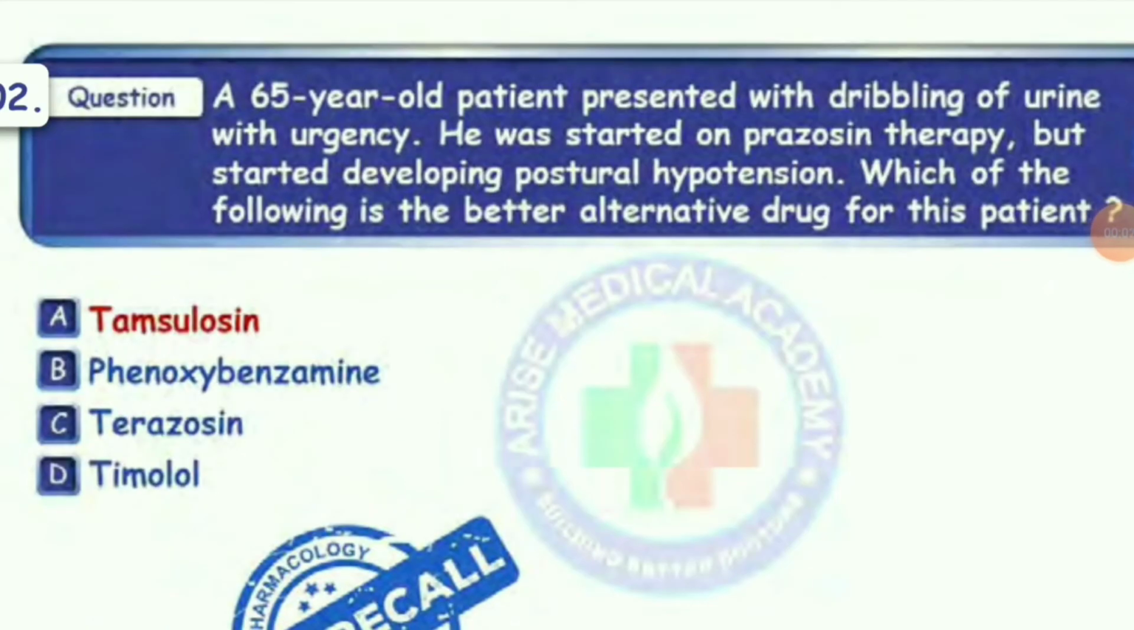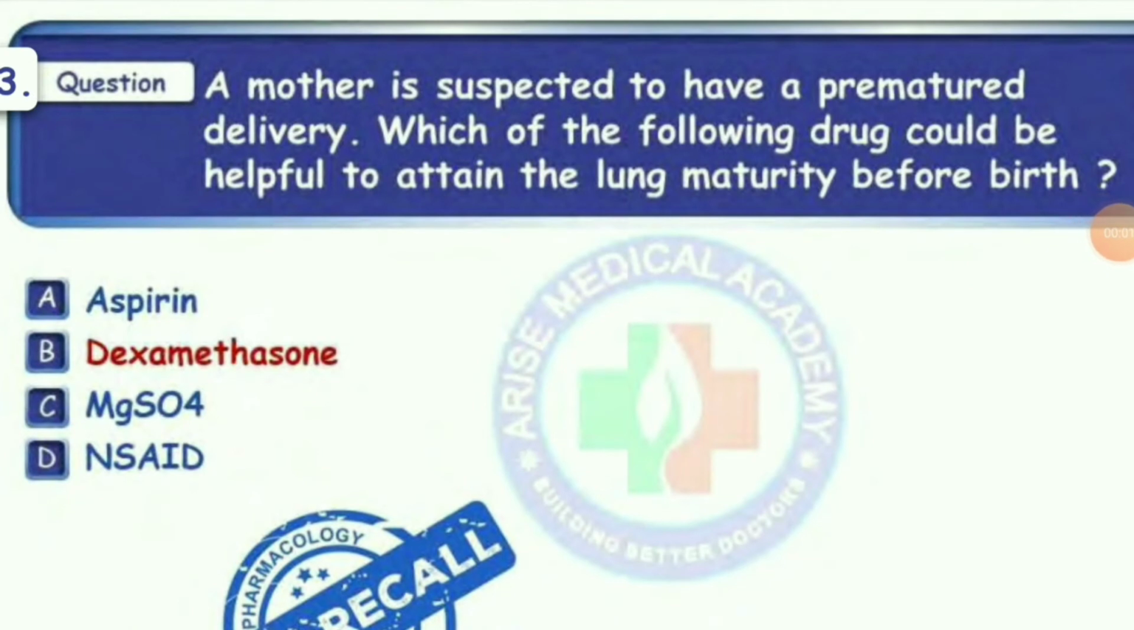Next question, a 65-year-old patient presented with dribbling of urine with urgency. He was started on prazosin therapy but started developing postural hypotension. Which of the following is the better alternative drug for this patient? The answer is tamsulosin. Next question, a mother is suspected to have a premature delivery.